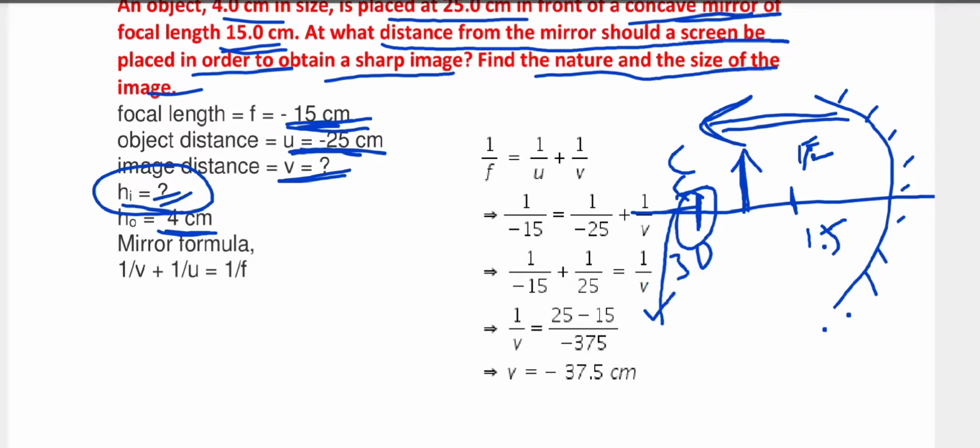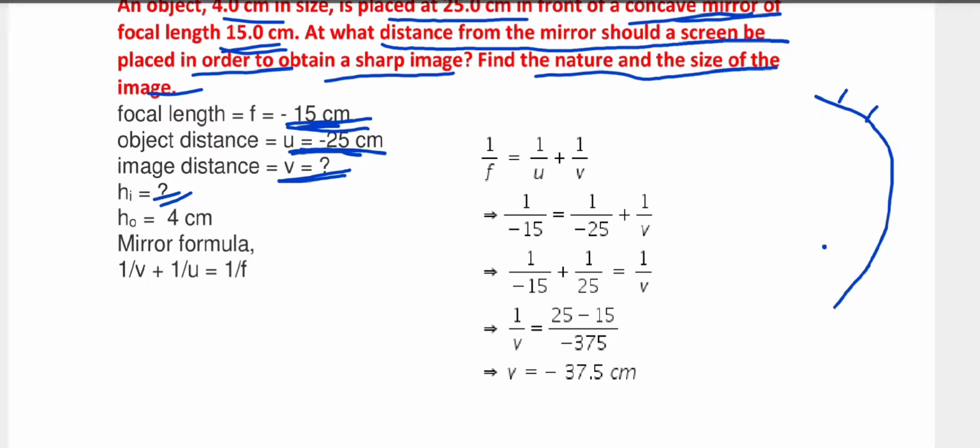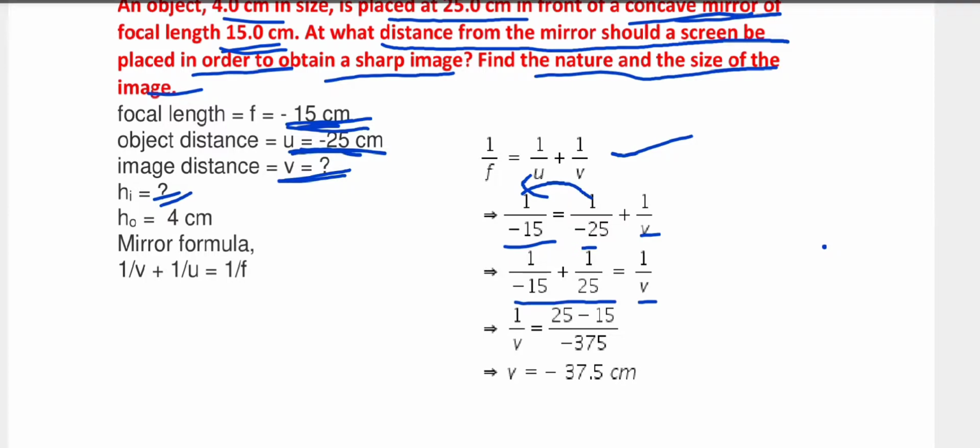So this is how you have to analyze the problem. After analyzing, you will definitely get the right answers. So we will solve it. Okay, so we have the formula for focal length: 1 by f is equal to 1 by v plus 1 by u. Substituting the values, f is minus 15, u is minus 25, v we have to calculate. So bringing this to the other side, 1 by minus 15 plus 1 by 25 will be equal to 1 by v.